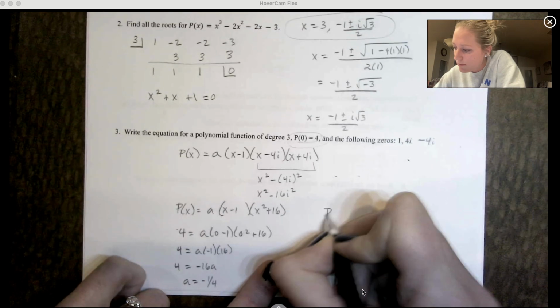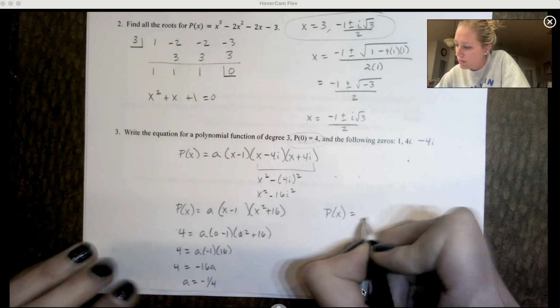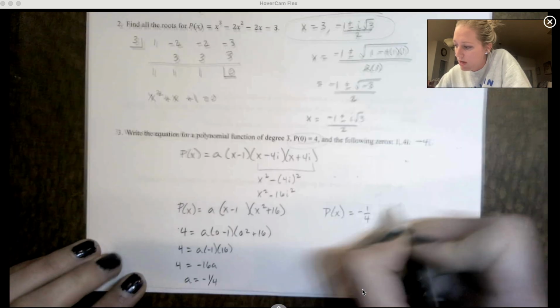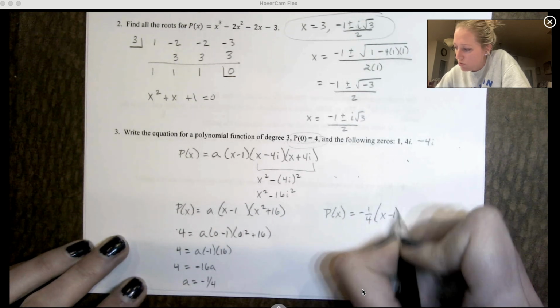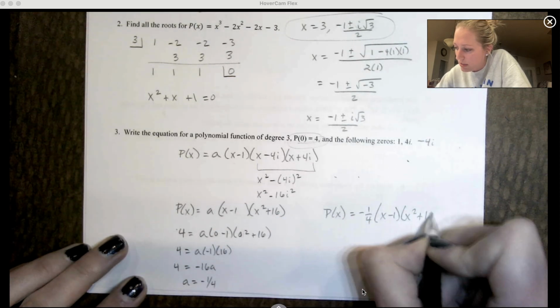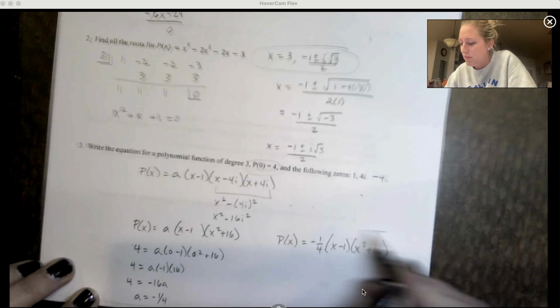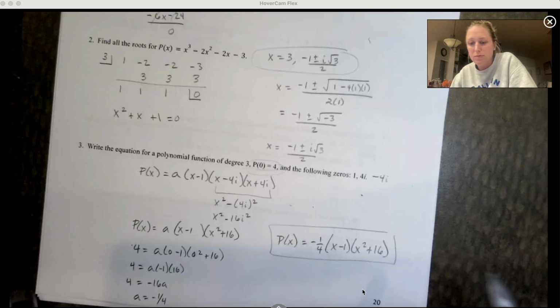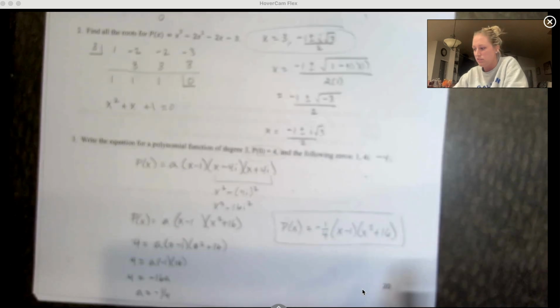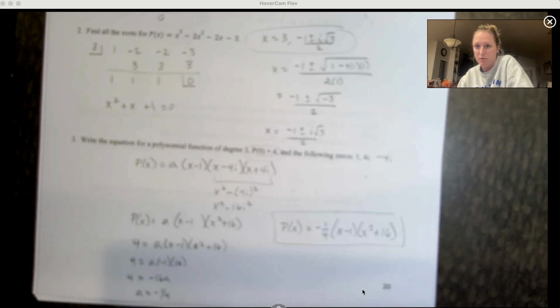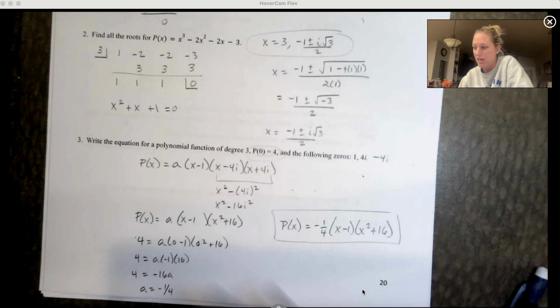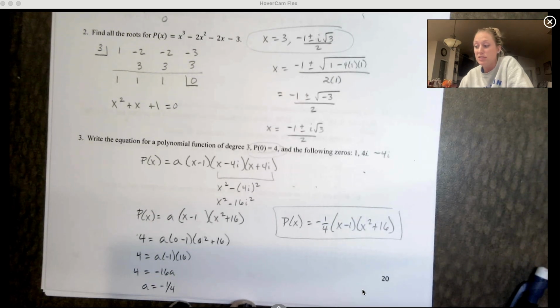So my final polynomial equation should be negative 1/4 times, then I'm going to leave the rest in factored form, x minus 1 and x squared plus 16. And I'm going to leave it like that. You could distribute, but it's not necessary. This is actually preferred. But that leading coefficient is important because now that tells me something about the end behavior. So solving for that a is necessary. If they give us a point, we can do it. Okay, that's it for the Mod 6 review.